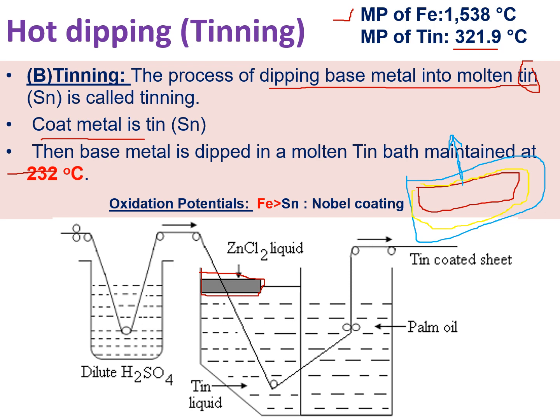So for that purpose, to get some time to observe the breakage, we need some assistance. That assistance can be provided by this zinc chloride. So that's why we need to pass over the zinc chloride before passing over the tin. And the final process is the same, just like galvanizing.